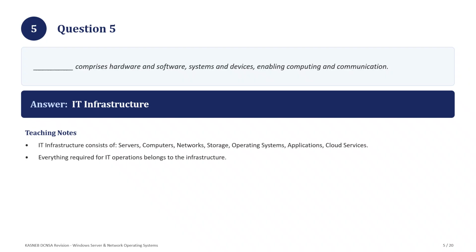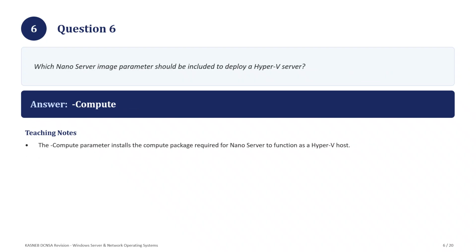Question 6. Which nano server image parameter should be included to deploy a Hyper-V server? The answer is -compute. The -compute parameter installs the compute package required for nano server to function as a Hyper-V host.